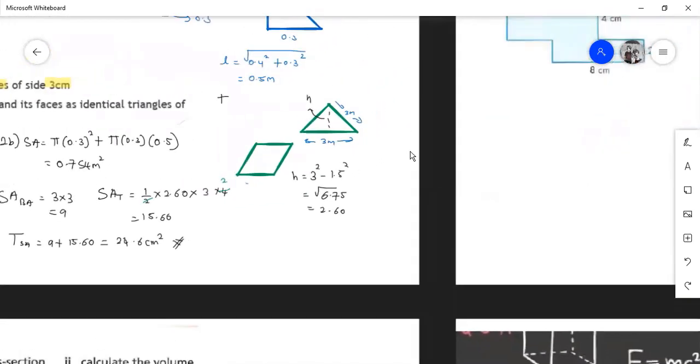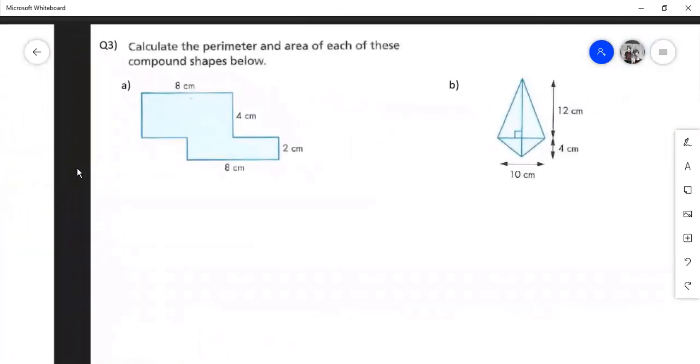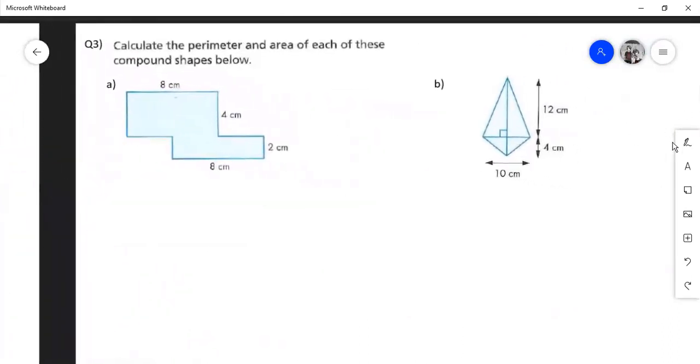All right, now for the next question, let's look at the next question. They say calculate the perimeter and area of each of these compound shapes. They want you to find the perimeter and the area. Probably I'll do one for you, and the other one you can try by yourself.